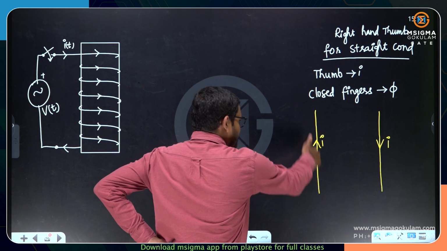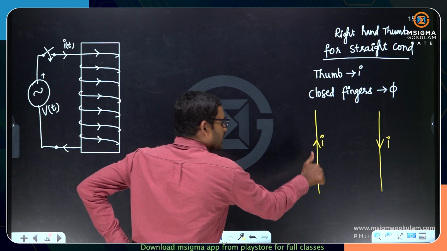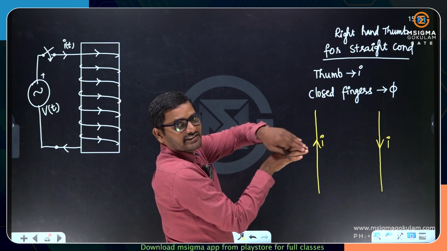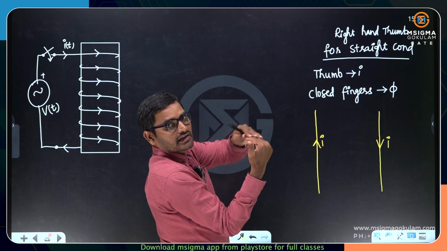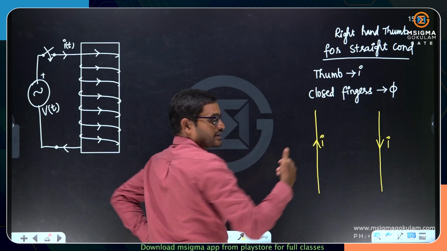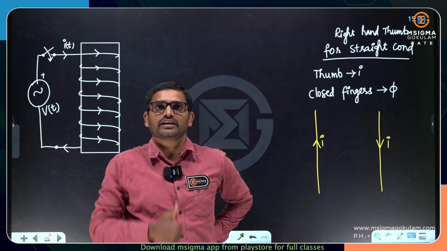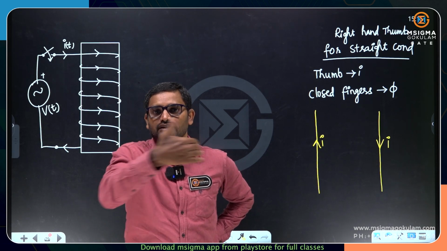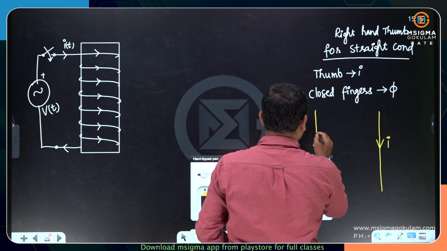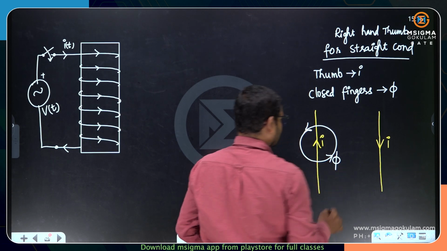If this conductor is straight and carrying the current in the upward direction, apply the right hand thumb rule now. Current is going upward, so the flux produced is indicated with the curled fingers. It looks anti-clockwise for us. You treat me as a conductor and the current is going upward, so the flux lines produced around me will be anti-clockwise. So this is the flux direction.